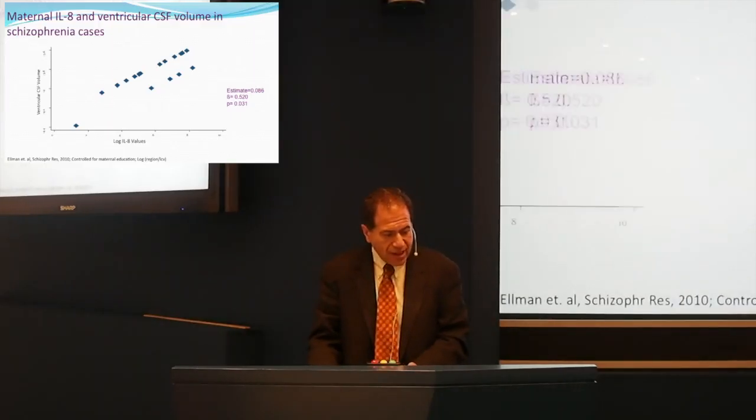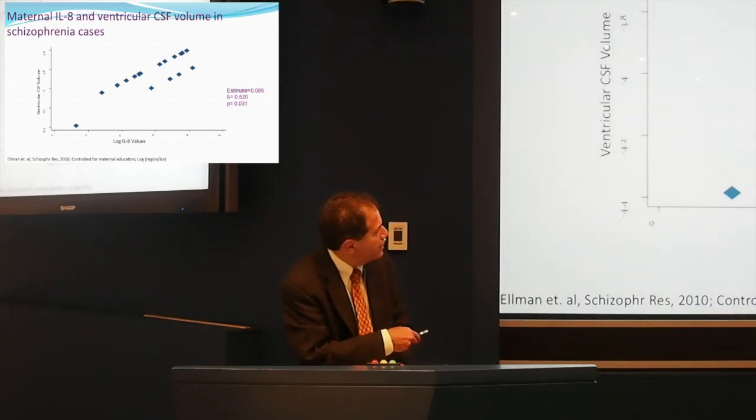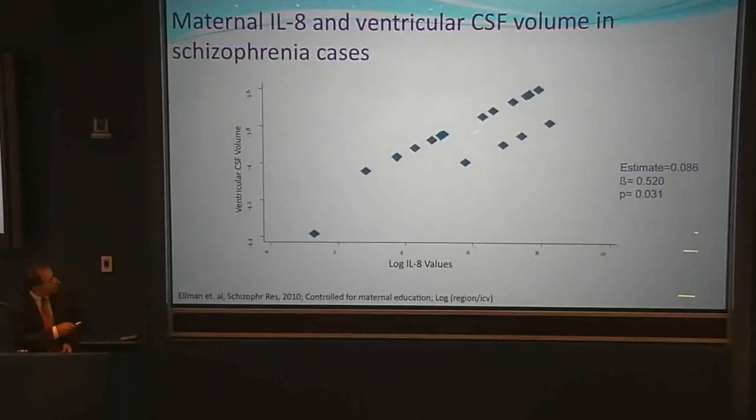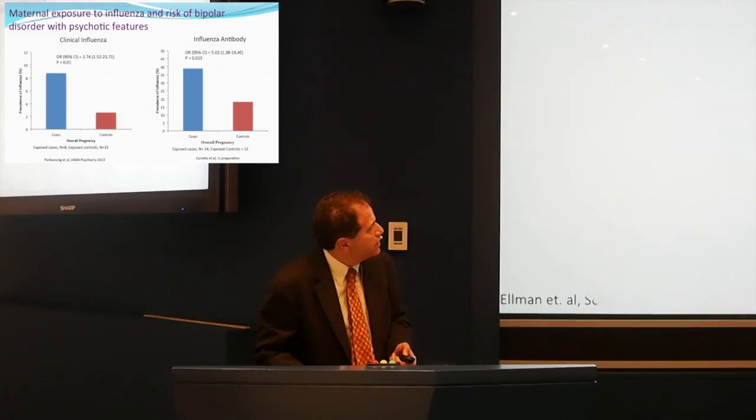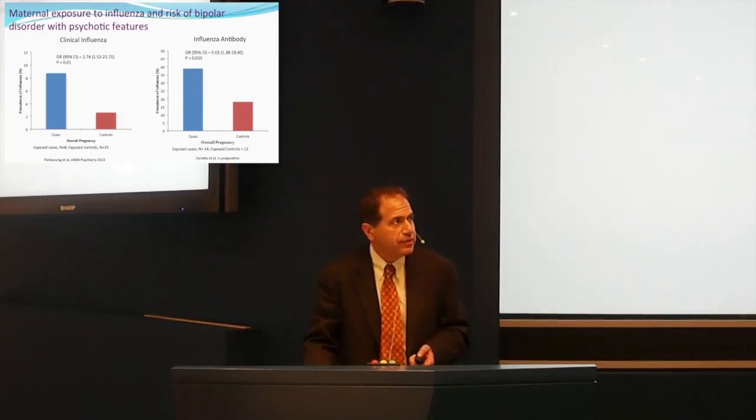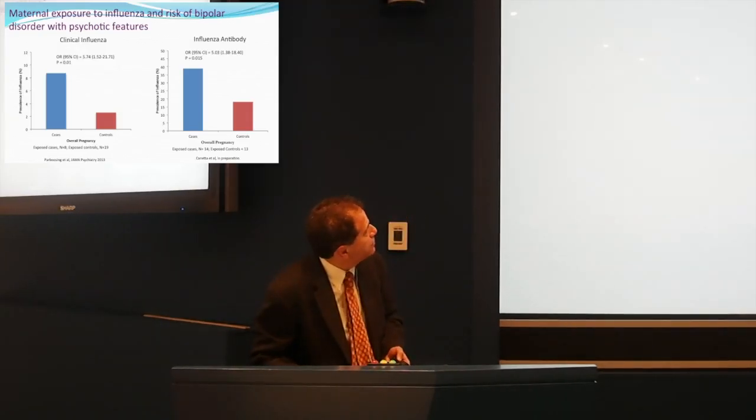We also showed that the higher the level of maternal interleukin 8, the greater the increase in ventricular CSF volume or ventricular size, which has been strongly related with schizophrenia. So that was nice validating evidence using a neural phenotype, not just the diagnosis.